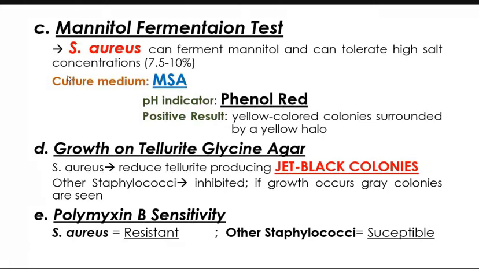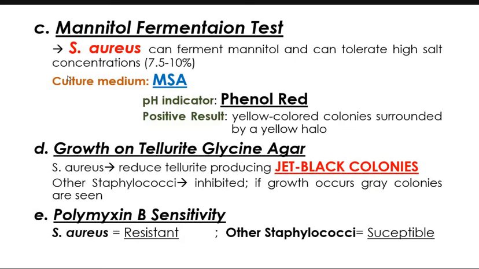That one. The Staphylococcus aureus now can ferment mannitol and can tolerate high salt concentration. So, anong gagawin natin dito sa mannitol fermentation test is, of course, our MSA. Bakit tayo may pH indicator? Because we would like to know now ang magsasabi sa atin kung ano ang pH depending on the products of metabolism. So that a positive result here will be yellow-colored colonies surrounded by a yellow halo.